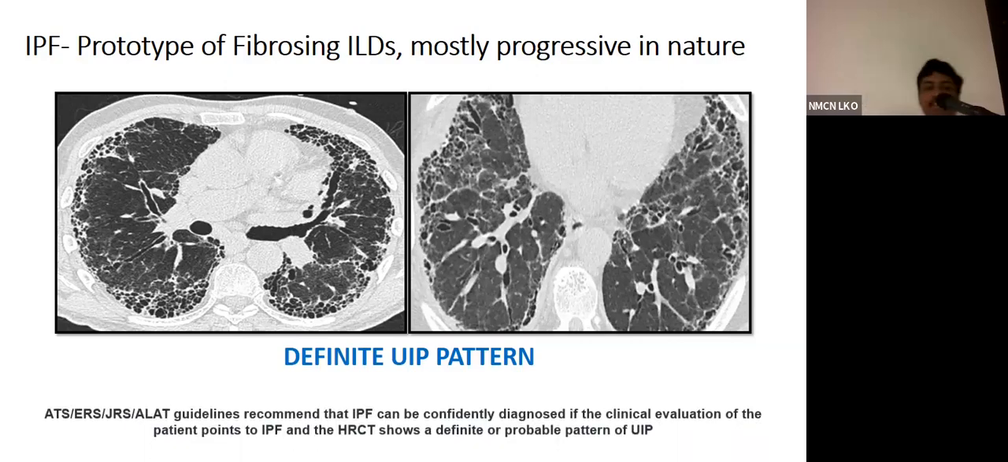The ATS-ERS guidelines also recommend that IPF can be confidently diagnosed if the clinical evaluation of the patient points towards IPF, and if the radiological finding, HRCT, shows a definite or probable UIP pattern. So we can confidently stamp it as idiopathic pulmonary fibrosis.